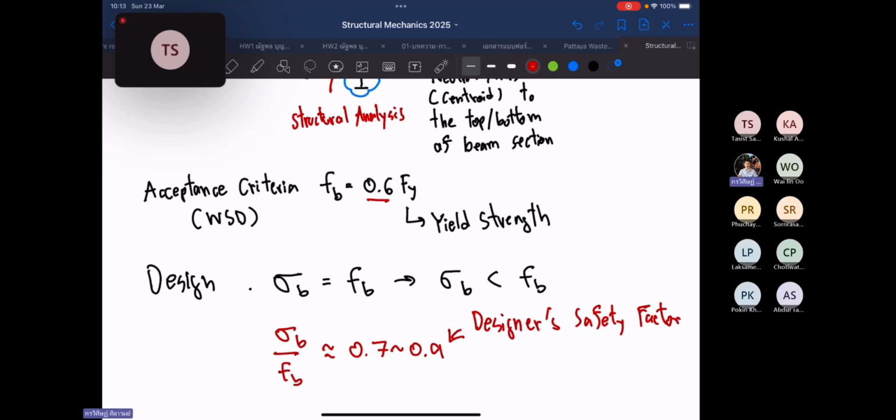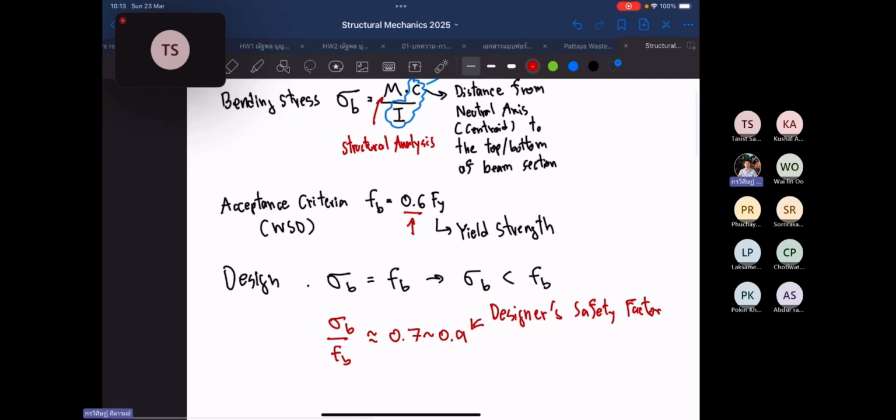Okay, and this one can be negotiable. If you are the owner of the building, you can negotiate this value, as this one is the designer's own safety factor. But this one cannot be negotiated. This one is established by the code or laws, so this one cannot be changed. But for the designer's choice, we can.